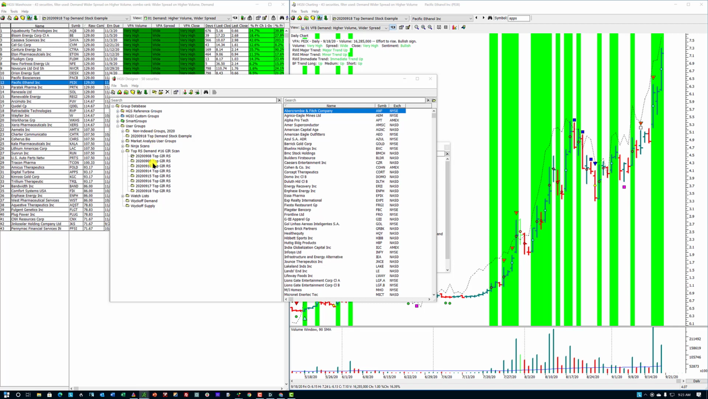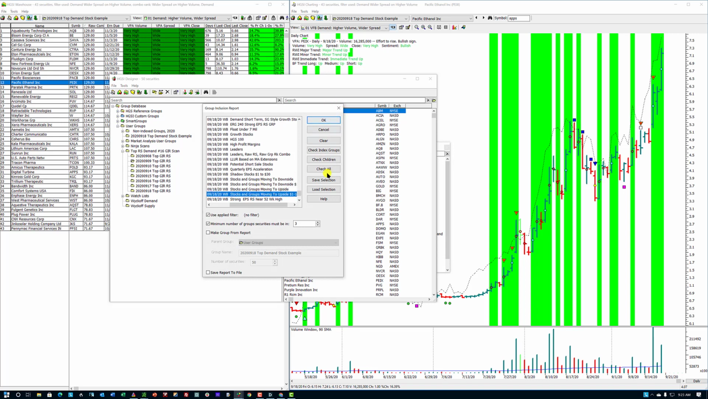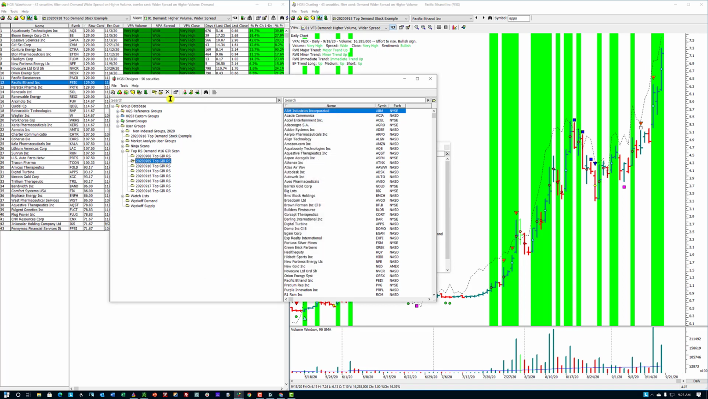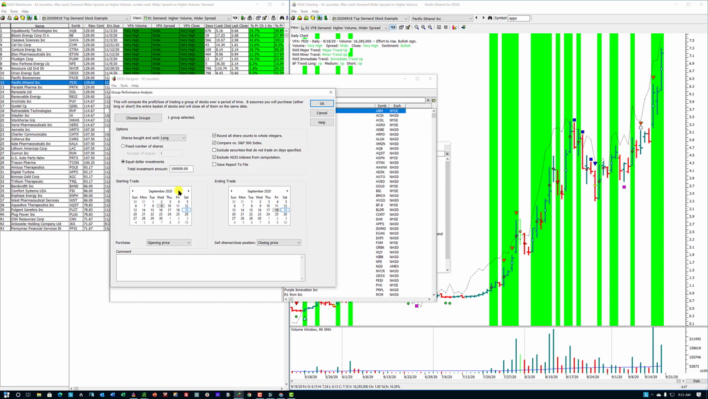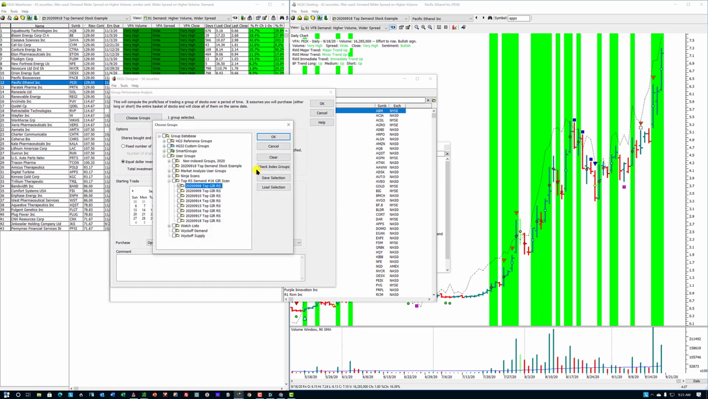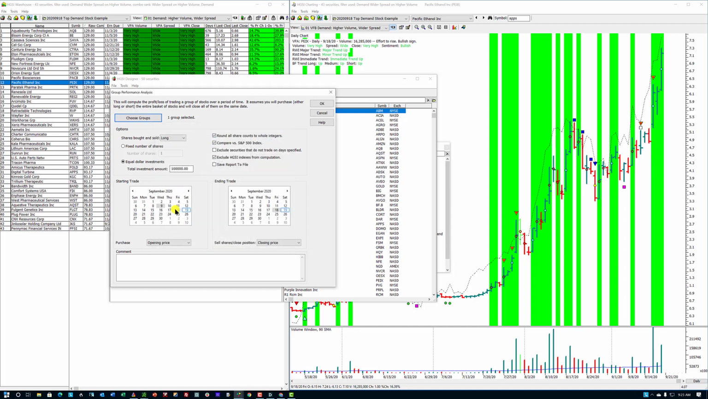Let's do this again. I'm going to go to the 9th. So, sorry, I did the wrong thing there. So let's go to the dollar, choose group, clear, 9th. Okay, we'll make this from the opening on the 10th through the 18th. Let's see how this group did.